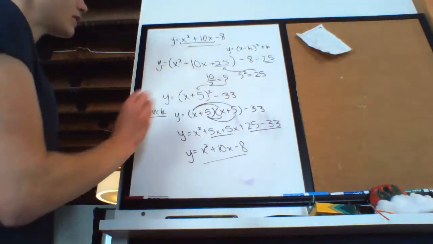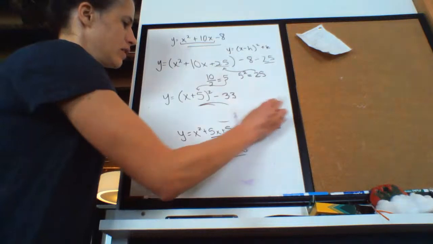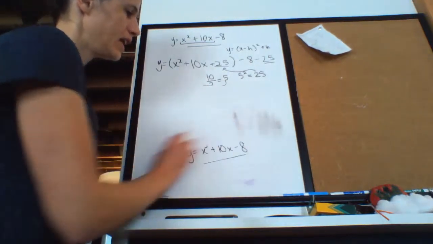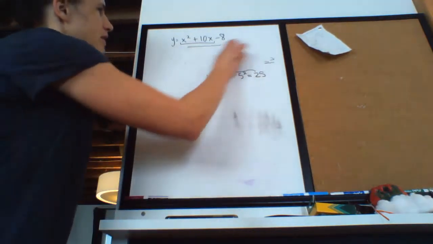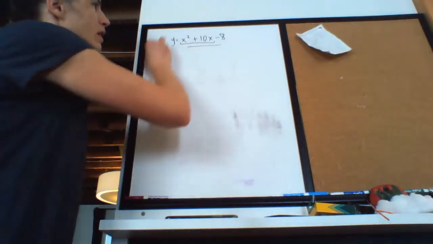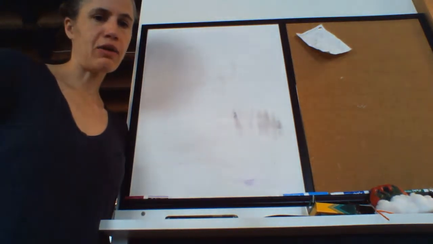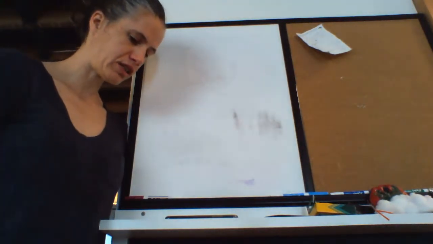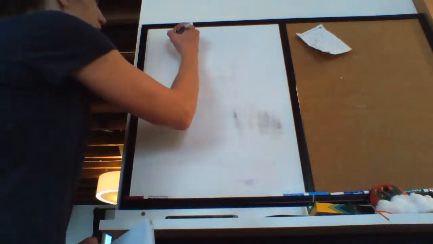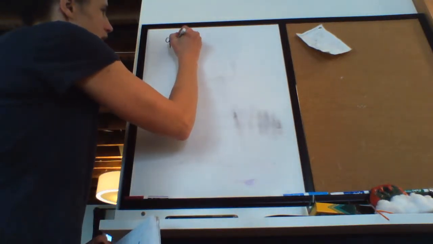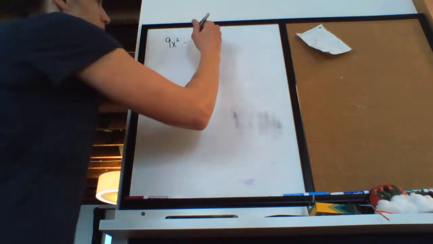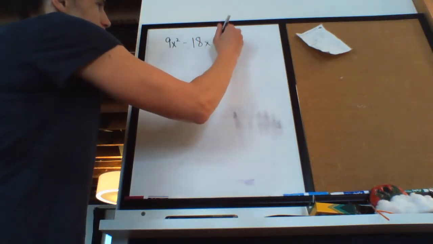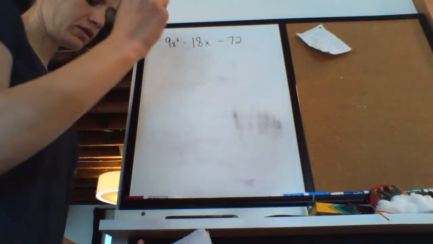All right, let's do solving by completing the square. And again, anybody that wants to email me a question, please feel free to do that. That'll definitely be the way for you to get whatever sort of help you feel like you need. All right, so solving by completing the square. Let's say we have 9x squared minus 18x minus 72.